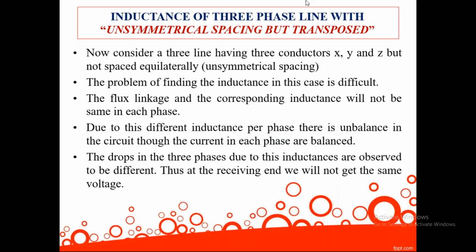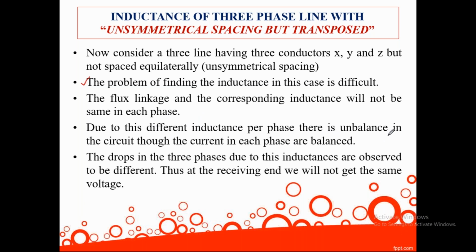Here is the reason why we choose transposition. We face a problem finding the inductance; if we do not use transposition, it is very difficult to find the inductance value. Transposition rectifies this problem. The flux linkage and corresponding inductance will not be the same in each phase, because the distances differ. Due to this different inductance per phase, an unbalanced condition will occur.